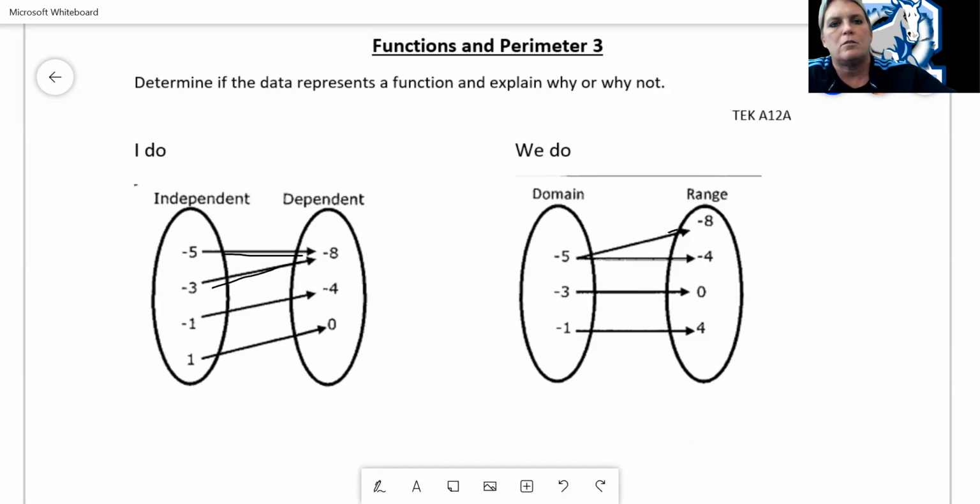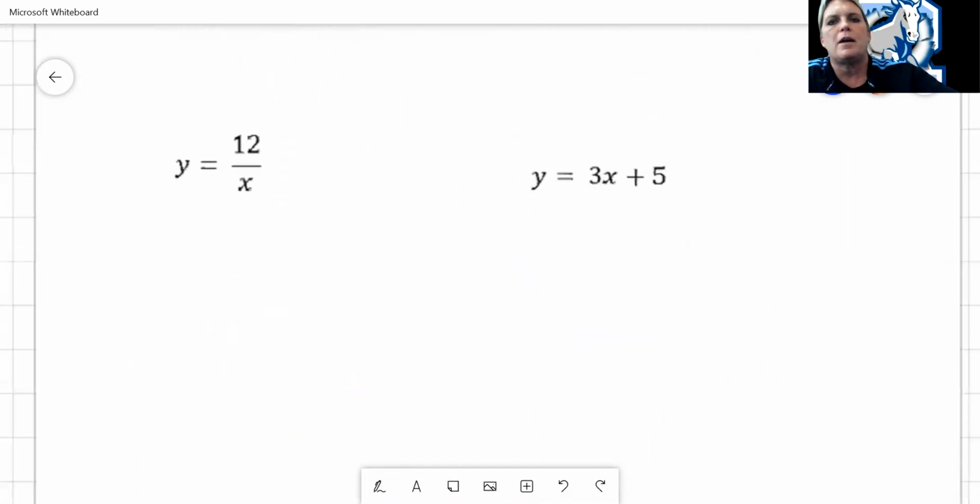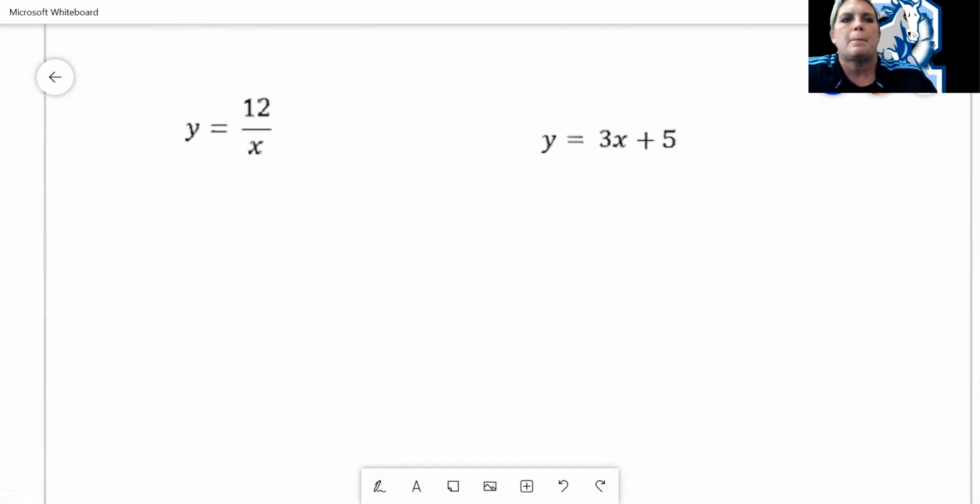All right, as I go up here, this time I have equations. The easiest thing to do is to go into Desmos and put them into the calculator. If you don't have it, you can get there by Clever. I posted the link, so I'm going to pull up my Desmos.